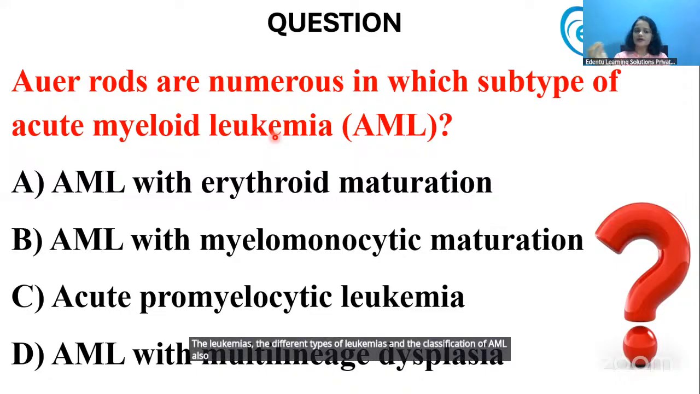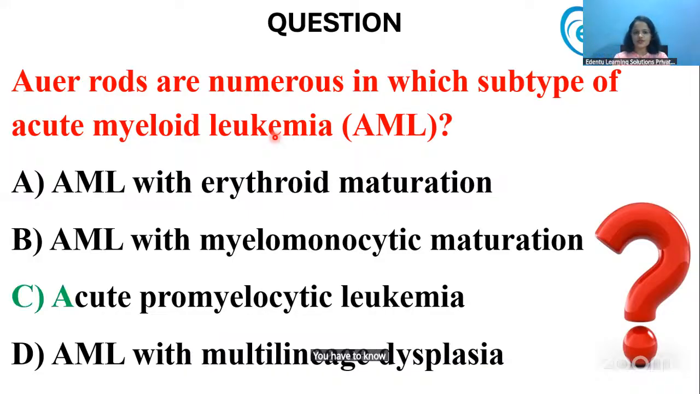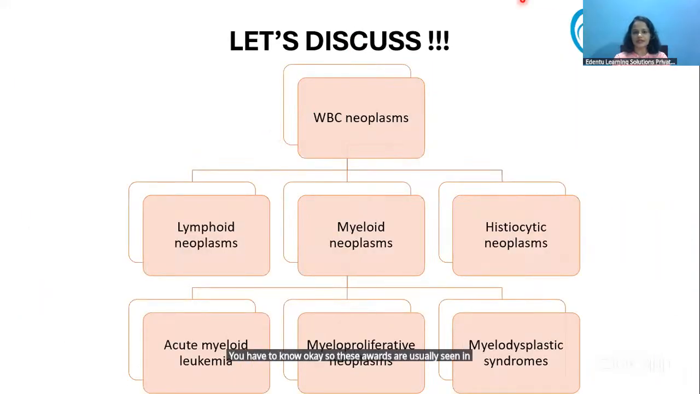And then about these Auer rods: what are they, where will they be seen, how will they be seen, what is the appearance of these Auer rods under the microscope? All that you have to know. So these Auer rods are usually seen in, let's see where they are seen.